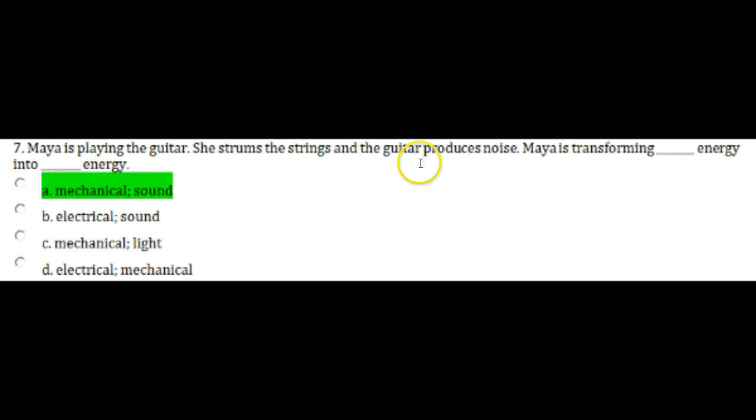So Maya is playing the guitar. She strums the strings and the guitar produces noise. Maya is transforming what kind of energy into what kind of energy? Well, we automatically know that noise is sound. So you can narrow it down to this answer or this answer automatically because sound is the second answer. But if you didn't know, remember it doesn't say electric guitar, so you automatically think of mechanical first. Now, had I put electrical guitar, then B would have been correct. But since it didn't say that, A is correct.